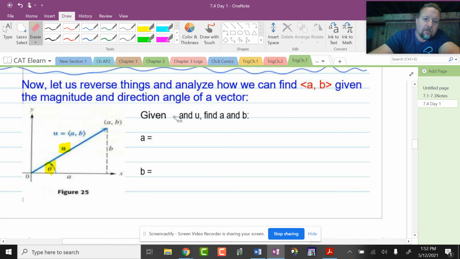Looks like I lost that. Given theta, I lost my theta in here. Theta. How do I find A and B? Well, here we go again. It's the most basic of stuff.